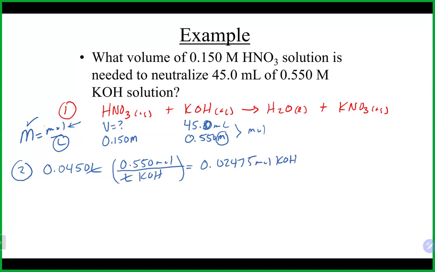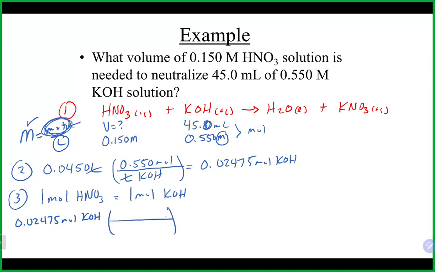Now I have the moles of KOH. Remember though that what I'm really missing is the moles of my nitric acid. So that is where the stoichiometry part is going to come into play. We can do our third step, which is our mole to mole relationship. And from the equation, we see 1 mole of nitric acid gives us 1 mole of potassium hydroxide. So we will use that to do the third step. And we'll take our 0.02475 moles of KOH. We're going to do a 1 mole of KOH to 1 mole of nitric acid. That's going to give us 0.02475 moles of nitric acid. With that, we now have the moles of nitric acid that we need.